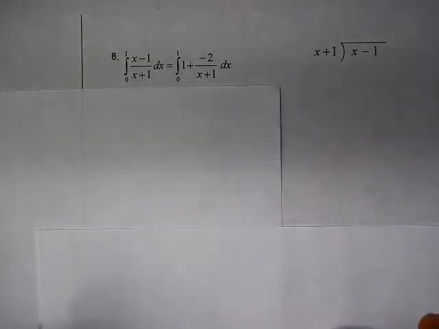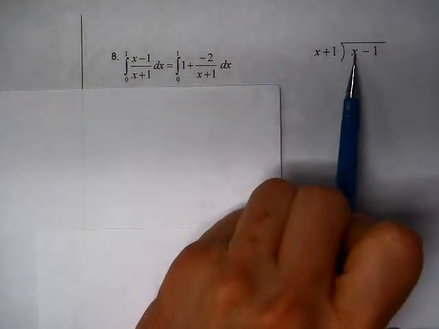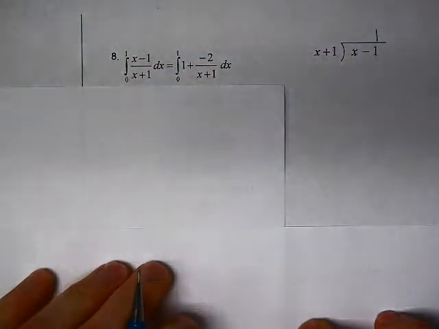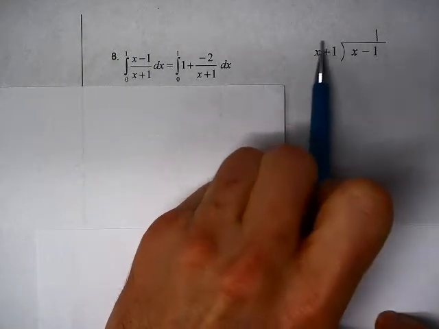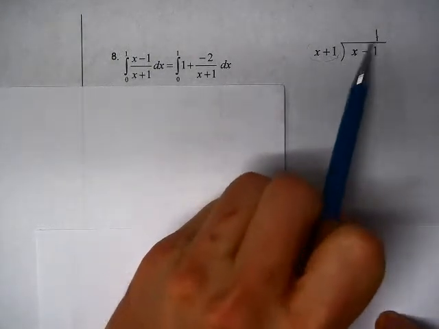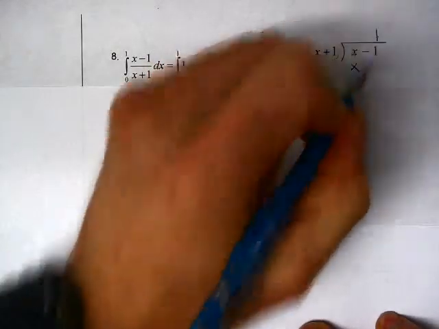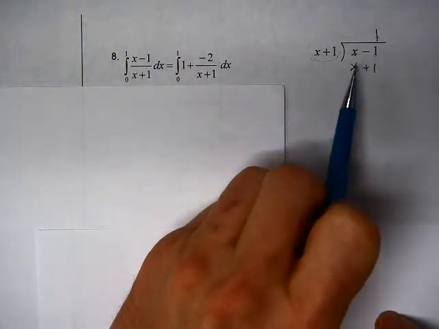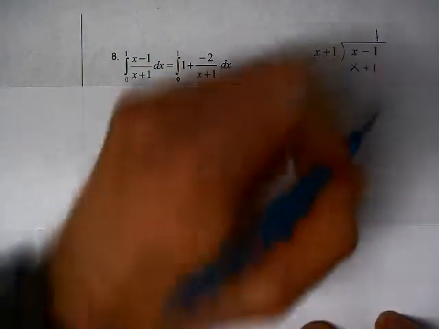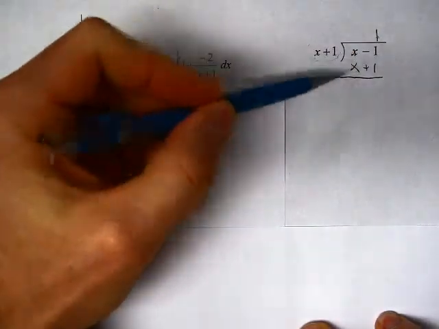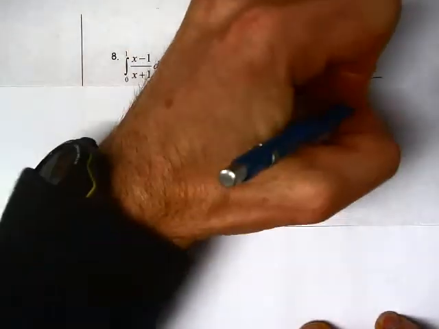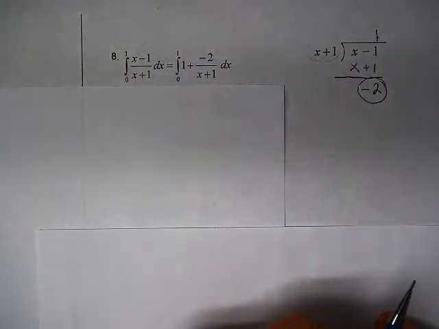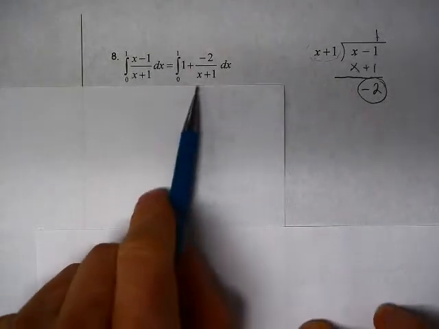Okay, so as in all polynomial long division, I'm going to divide the leading coefficients. So x divided by x is 1. And then I'm going to multiply that 1 by the entire original denominator. So 1 times x is x, 1 times 1 is 1. And now I'm going to subtract x plus 1 from x minus 1. So x minus x is 0. Negative 1 minus 1 is negative 2. This is our remainder.